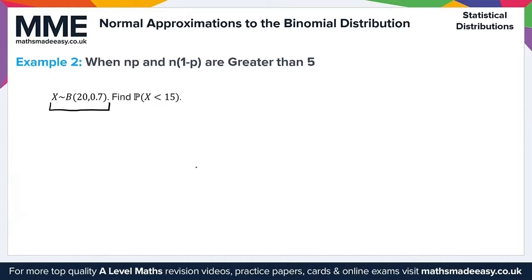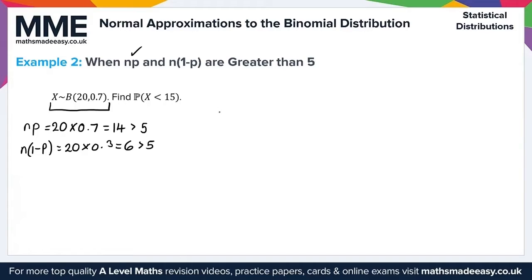So here what we need to do is check both parts. We need to check np, so that's n times p, which gives us 20 times 0.7, which gives us 14, and 14 is greater than 5. So np is satisfied. We just need to check now n times 1 minus p, which is 20 times 1 minus 0.7, giving us 20 times 0.3. That's equal to 6, which is also greater than 5. So therefore, we can use the approximation.